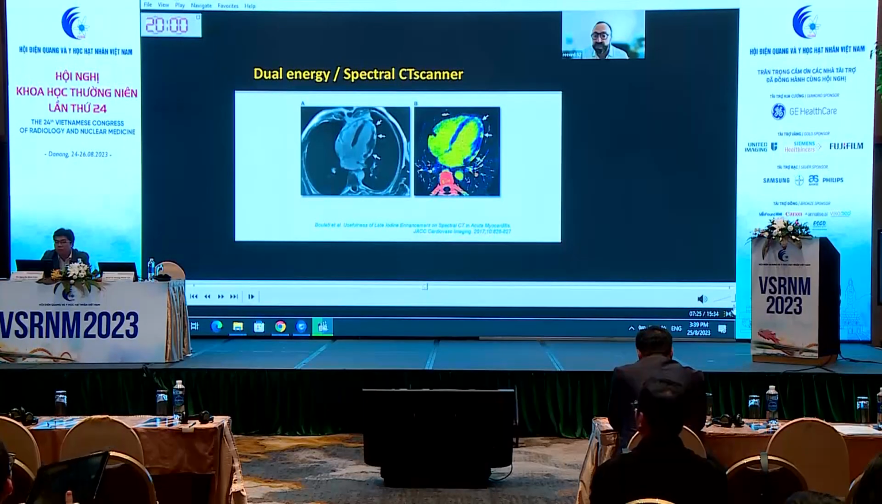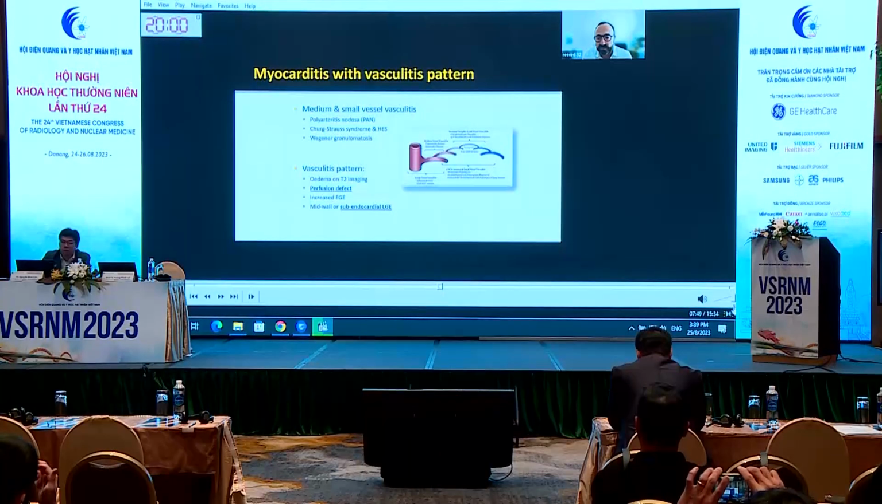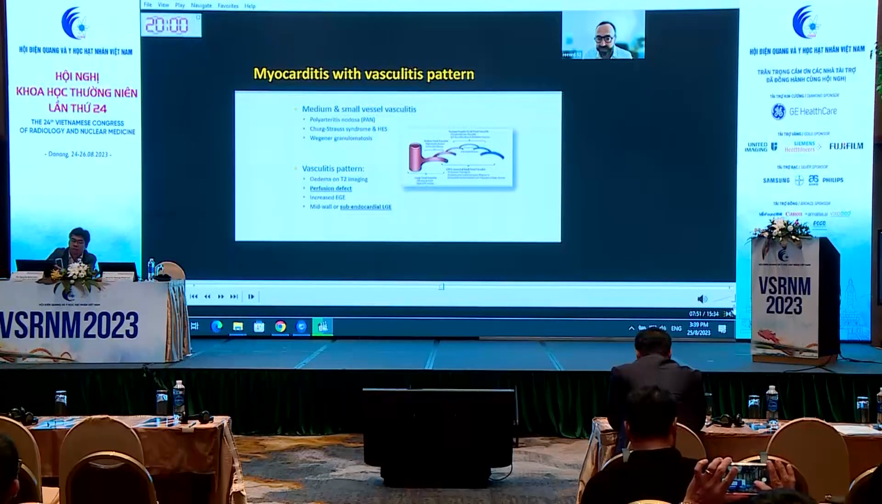And this is probably even easier if you work with a dual energy or a spectral CT scanner, as illustrated on this example from the literature. An important point is that myocarditis in medium and small vessel vasculitis, such as polyarteritis nodosa, Churg-Strauss, or Wegener, will be a little bit different than a regular myocarditis.